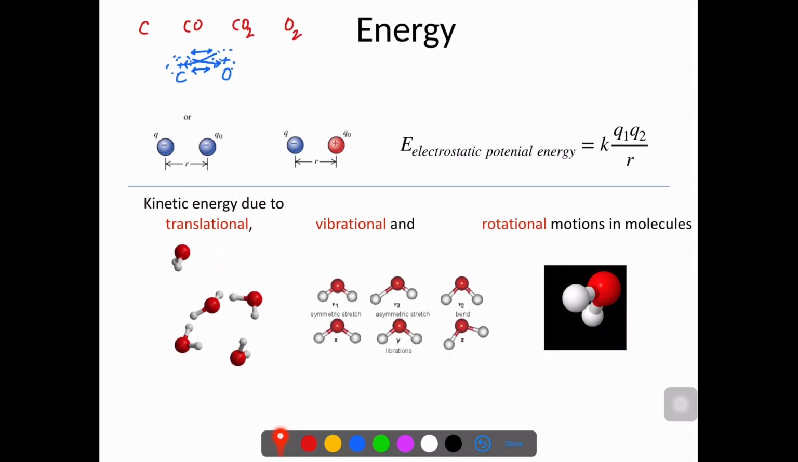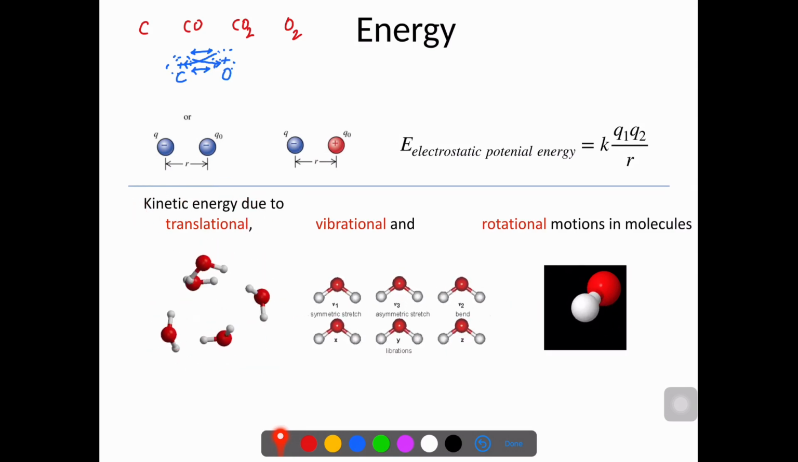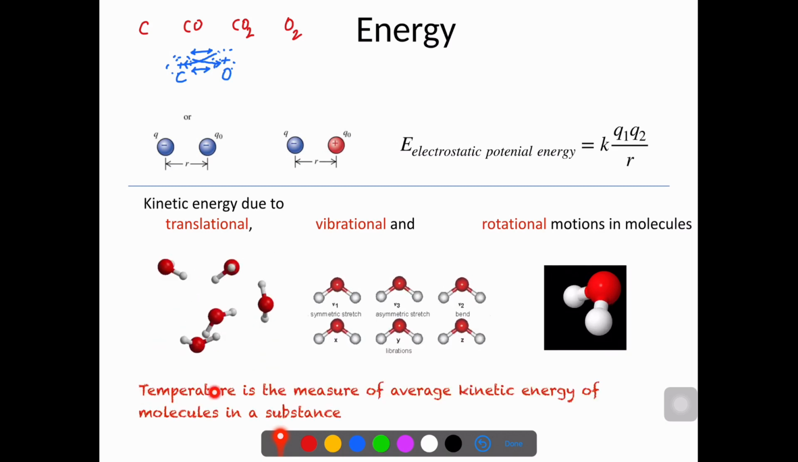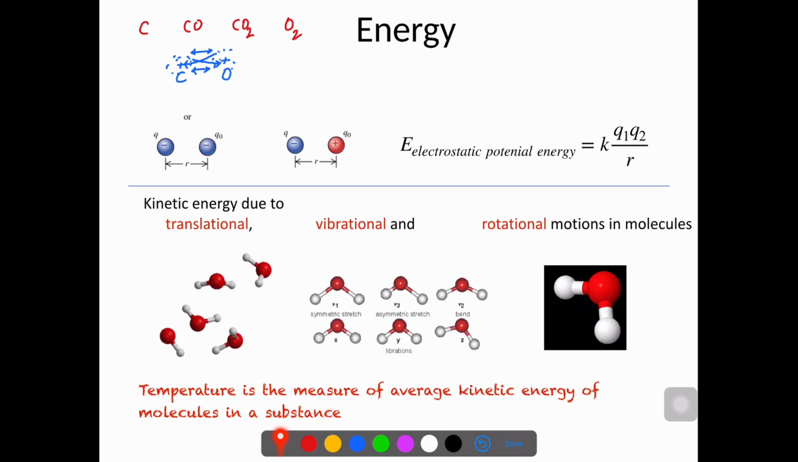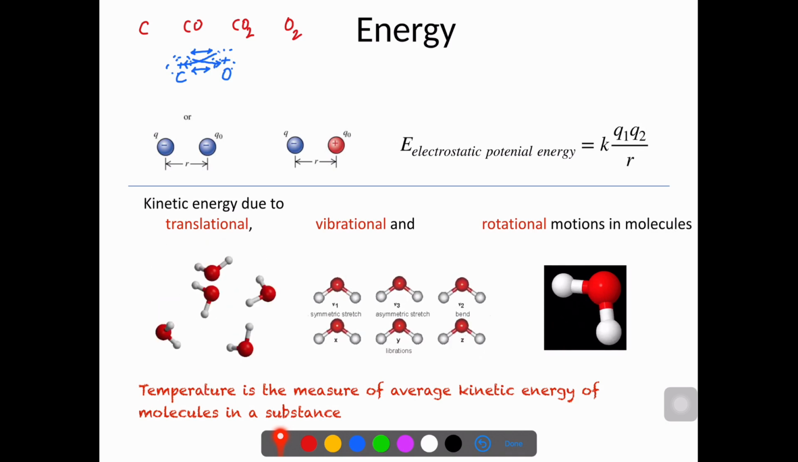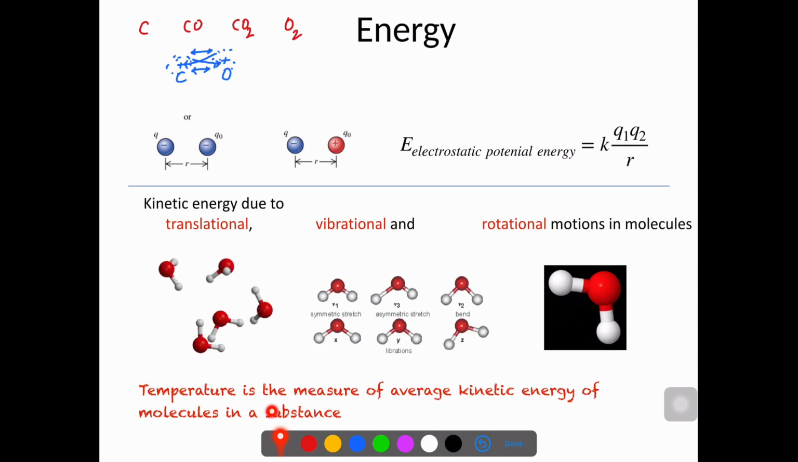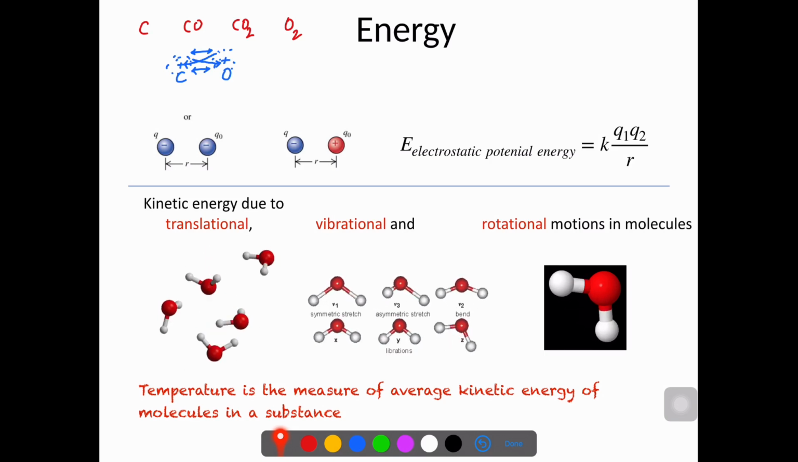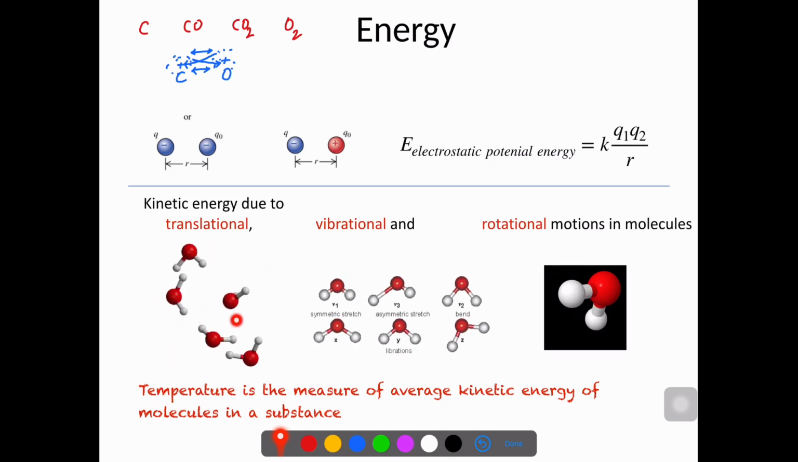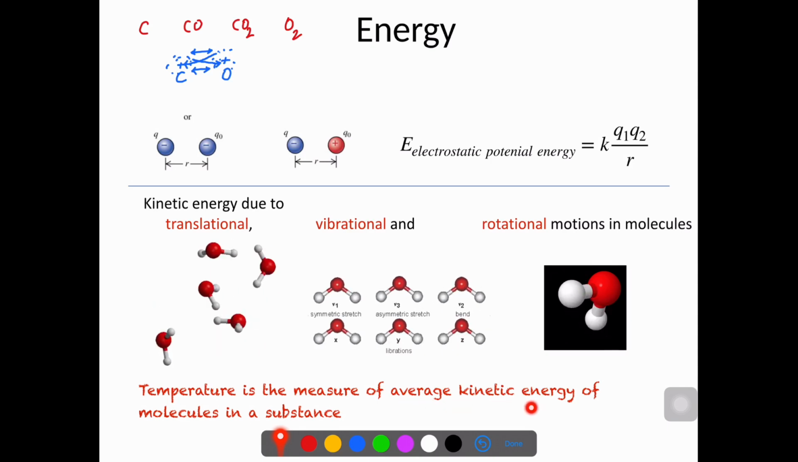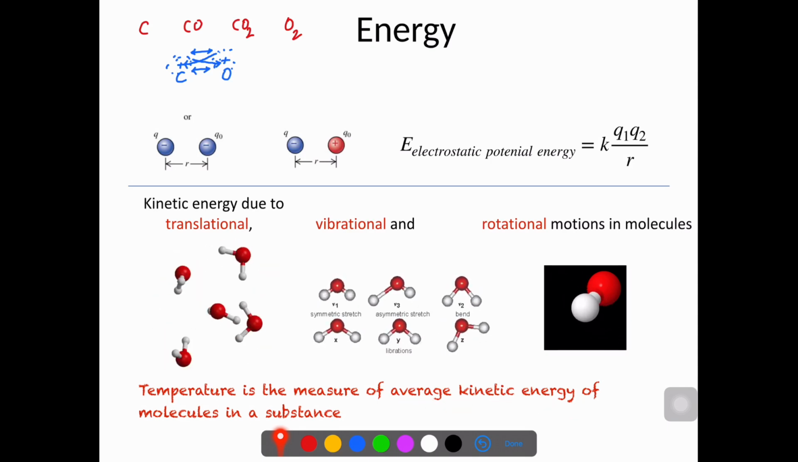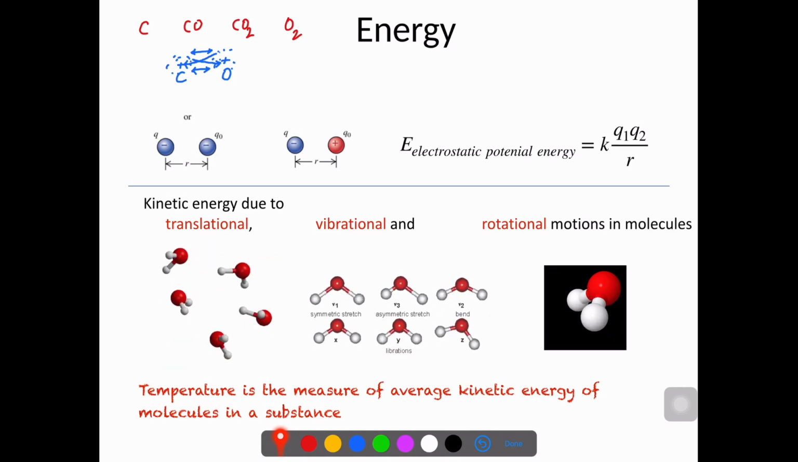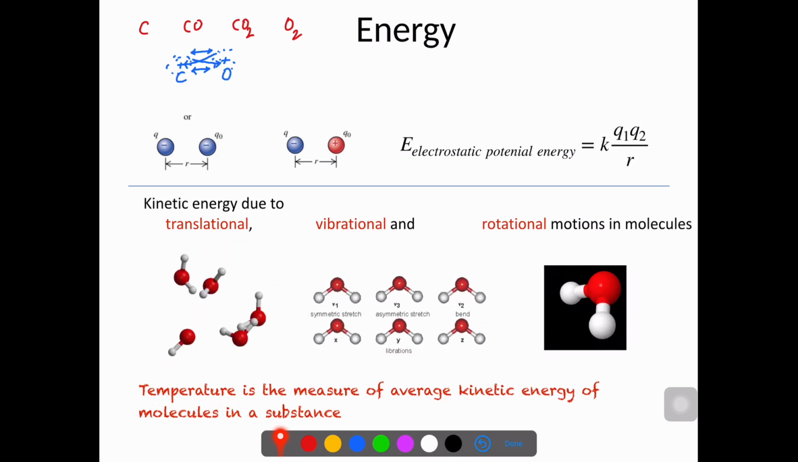Okay. And how do we measure the kinetic energy? Well, using temperature. There is a direct relationship between the Kelvin temperature and the average kinetic energy within a substance. So if you increase the temperature, molecules are going to move even faster, and the average kinetic energy of the molecules in the substance will go up. So remember, temperature is the measure of average kinetic energy within a substance.